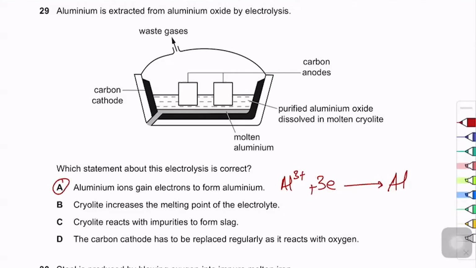Cryolite increases the melting point? No, it decreases. Cryolite has two main reasons. Number one, it is used as a solvent. It is where the things are dissolved. And secondly, it decreases the melting point. Okay. C is wrong. Carbon cathode has to be replaced regularly as it reacts with oxygen. Carbon anode has to be replaced regularly. Okay. Read this. Carbon anodes.